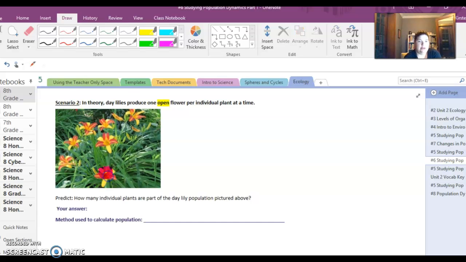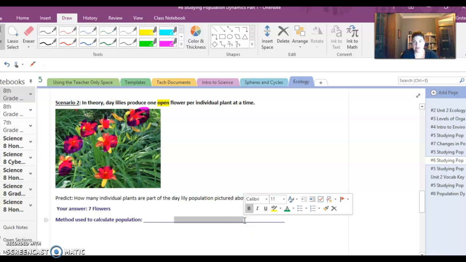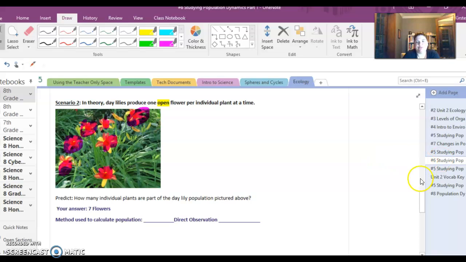So I would say 1, 2, 3, 4, 5, 6, 7. Looks like there are 7 open flowers to me. And that would be my population. So my answer would be 7 flowers. And when I count every single one of the organisms in a population, I count them directly. We know that is direct observation. Okay, 2 more.